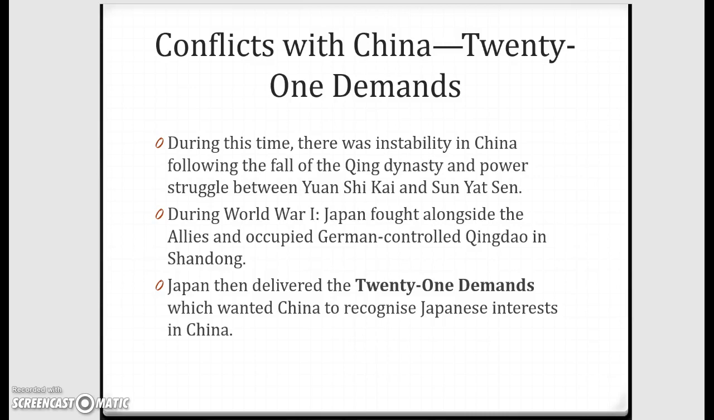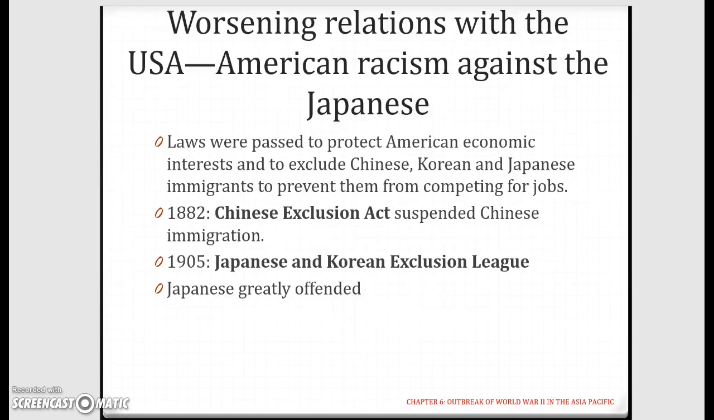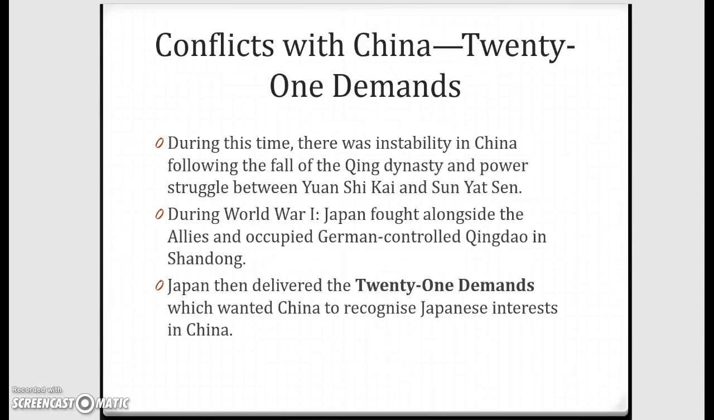And so Japan then delivered 21 Demands after World War One to China because they wanted China to recognize Japanese interest in China. Okay, sorry, before we get to that. So this is something like, one of these days, out of nowhere, we go to Malaysia and then we say that, look, Johor is very close to us. We want control of Johor. Do you think Malaysia will just give it to us? No, right? It doesn't make sense.